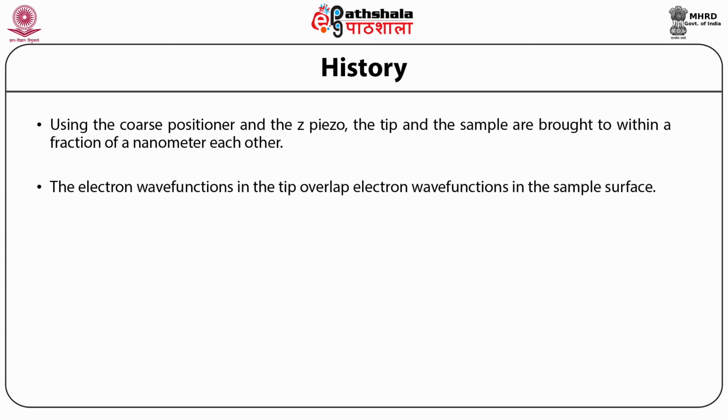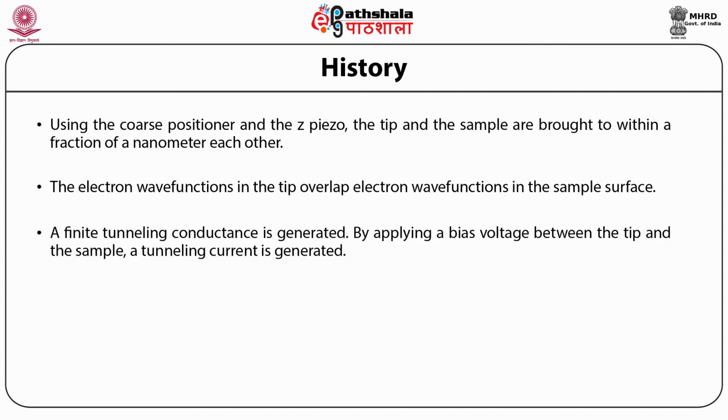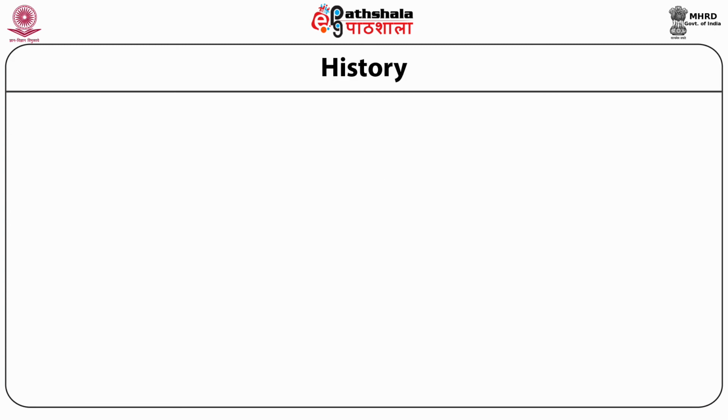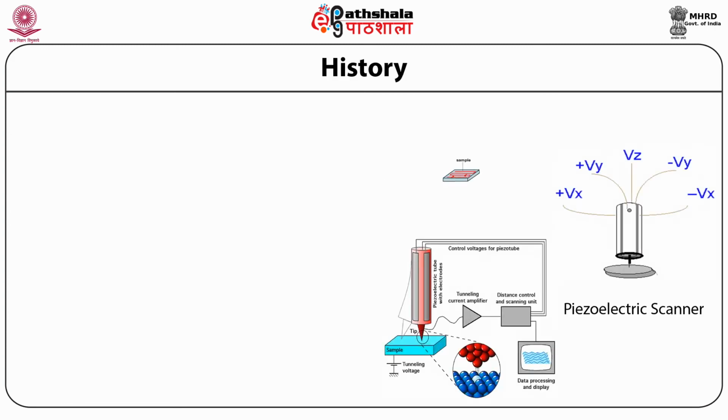The electron wave functions in the tip overlap the electron wave functions in the sample surface. So a finite tunneling conductance is generated, and by applying a bias voltage between the tip and the sample, a tunneling current is generated. Now students, let us discuss the STM.